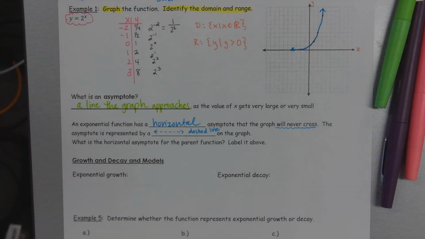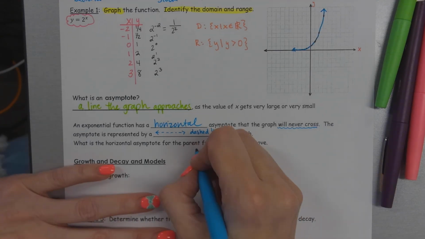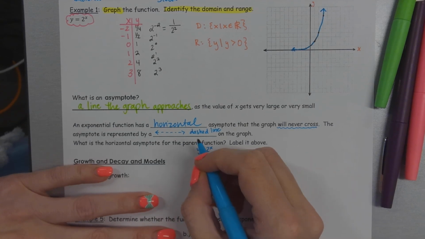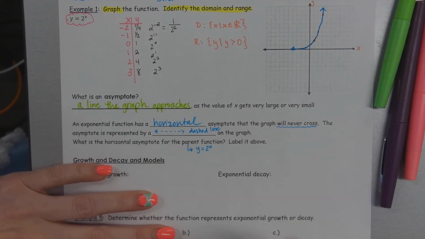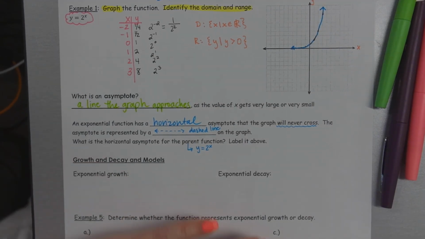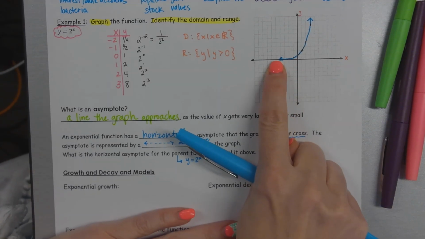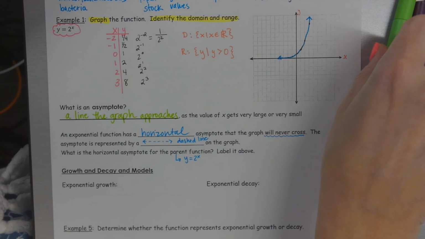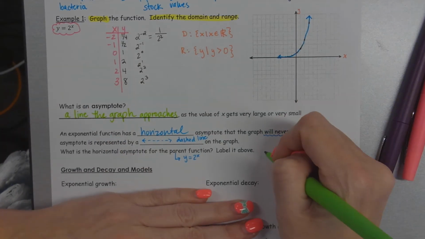And the last question says, what's the horizontal asymptote for the parent function? It's y equals 2 to the x, that's our parent function, and then label it above. So this is the parent function. Okay, so the number that it's approaching, it's getting closer and closer to 0. So your asymptote is y equals 0.